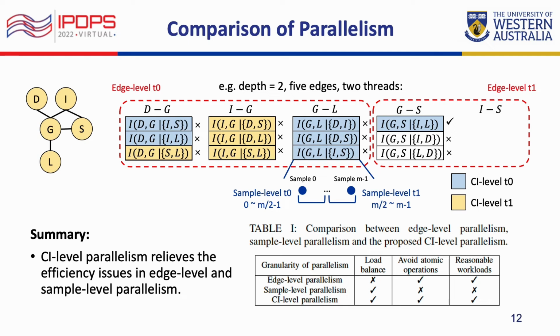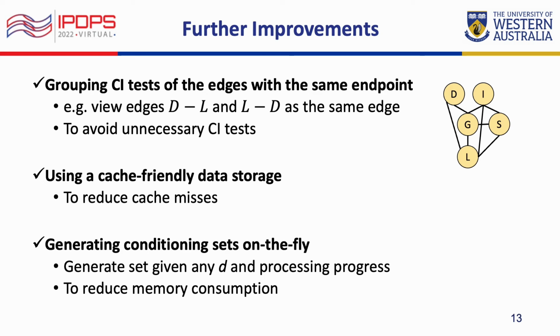Meanwhile, since each thread holds a complete CI test, the race condition does not occur, and thus it avoids expensive atomic operations and also has a reasonable amount of workload to amortize the parallel overhead. Next, we propose 3 optimizations to further improve FastBNS.